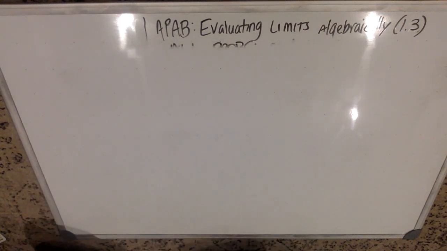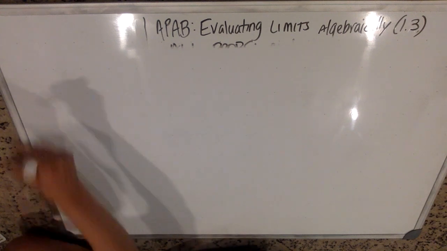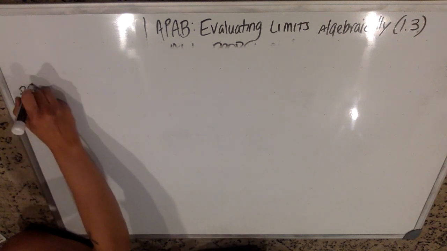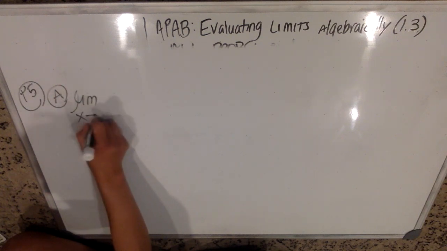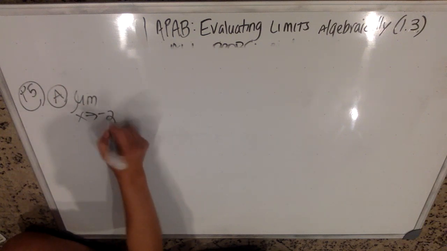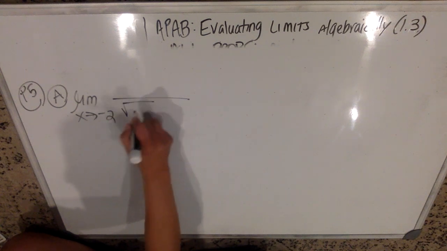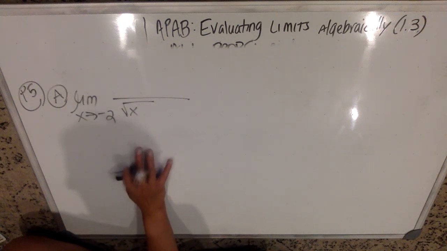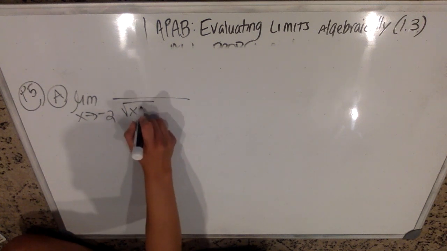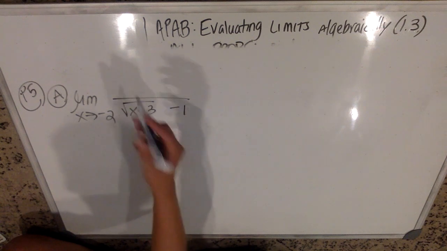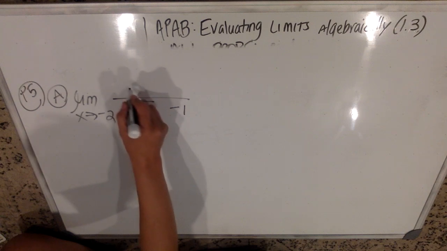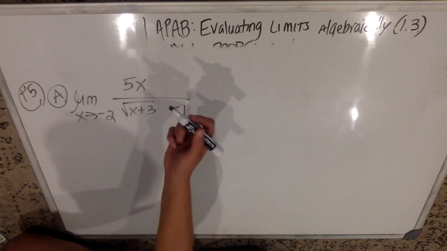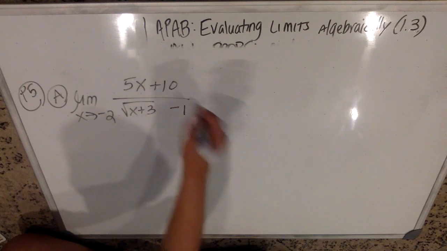So again, we're evaluating the limit. So for P5, let's do A, the limit as x approaches negative 2 of the square root of x plus 3 minus 1, with 5x plus 10 on the top.